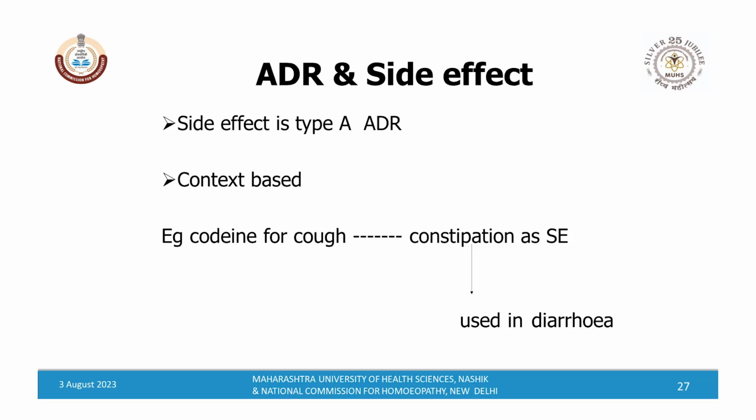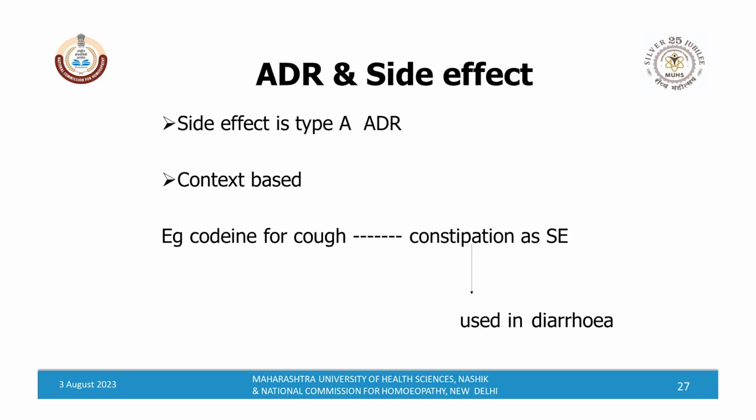Now, why am I saying so? Side effect is a type A adverse drug reaction. That is, it is an extension of the pharmacological effects of the drug. So, talking about the same earlier examples, I would say dry mouth produced by atropine is a side effect of atropine. But anaphylaxis produced by penicillin cannot be called a side effect of penicillin. It is an adverse drug reaction of penicillin. Side effects most of the time are context or situation based.